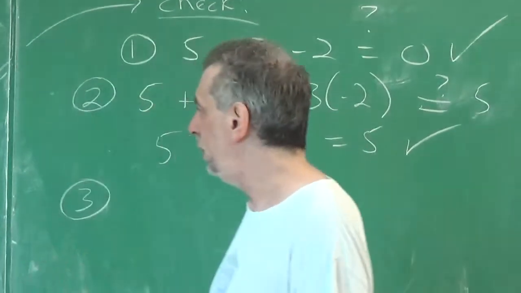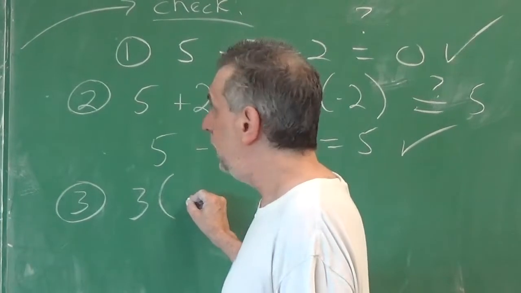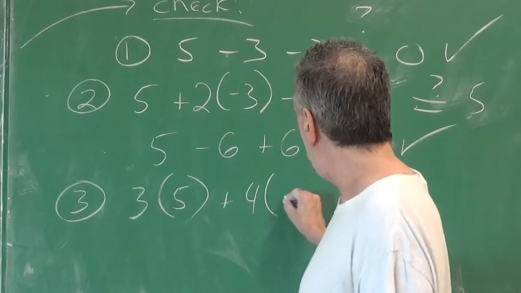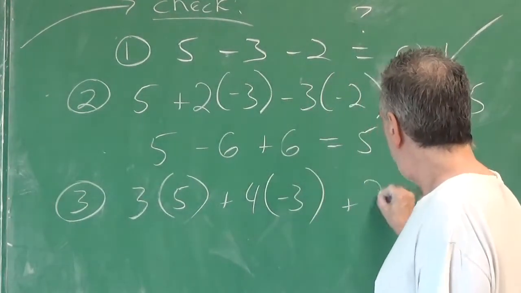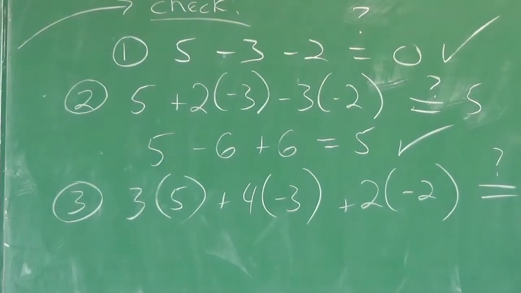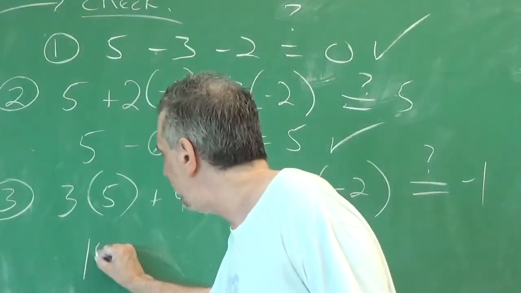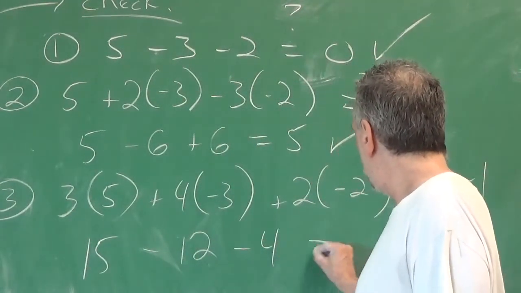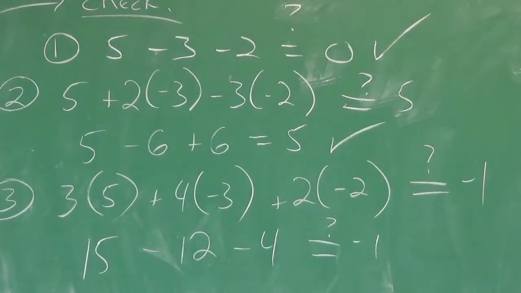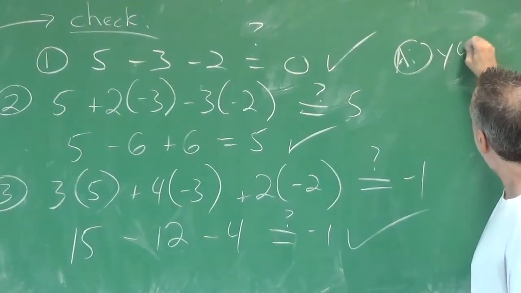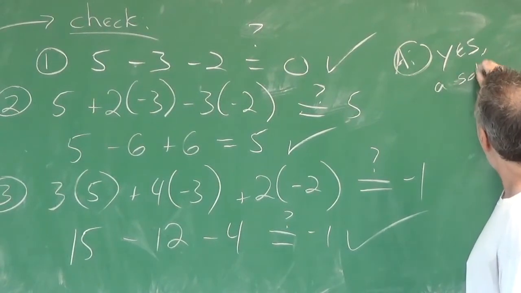So we go to the third, and we say 3 times x plus 4 times y plus 2 times z, and we want to know, does that equal negative 1? So we get 15 minus 12 minus 4. Does that equal negative 1? It does, right? So all three check. So yes, our answer is yes. It's a solution.